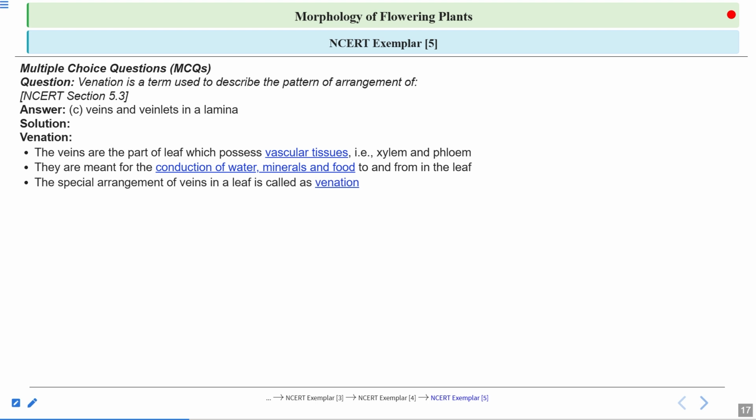So the special arrangement of the veins in a leaf is called venation, right? So here you can see the venation in leaves: reticulate venation in the case of dicot, and parallel venation in the case of monocot.